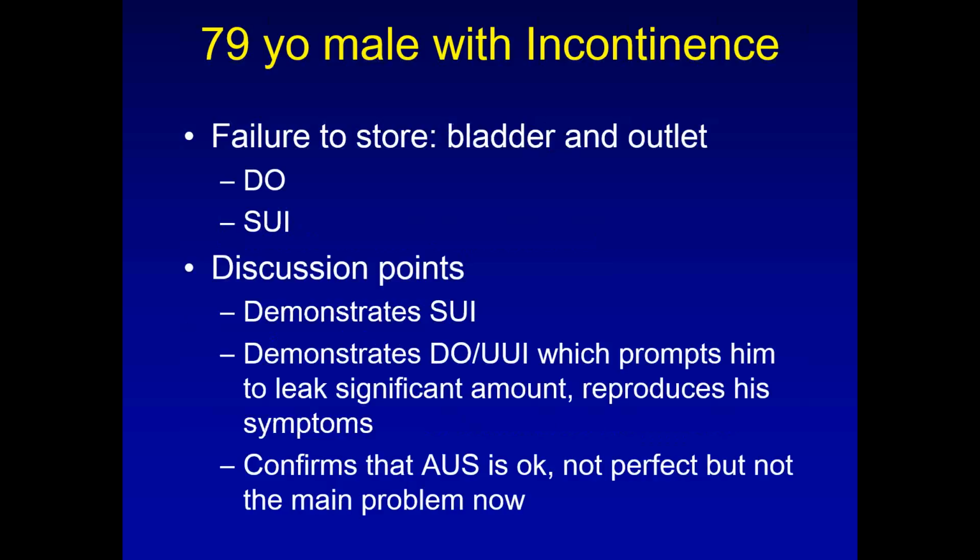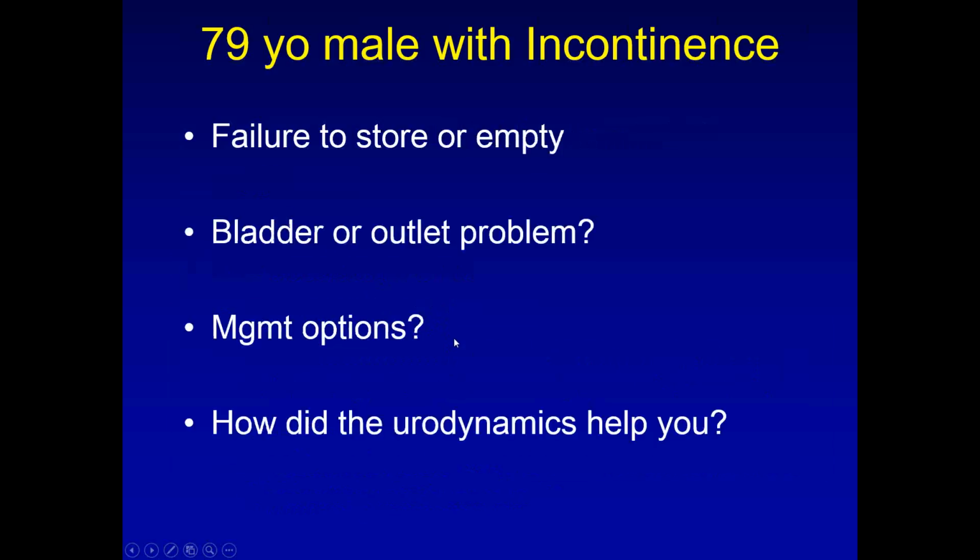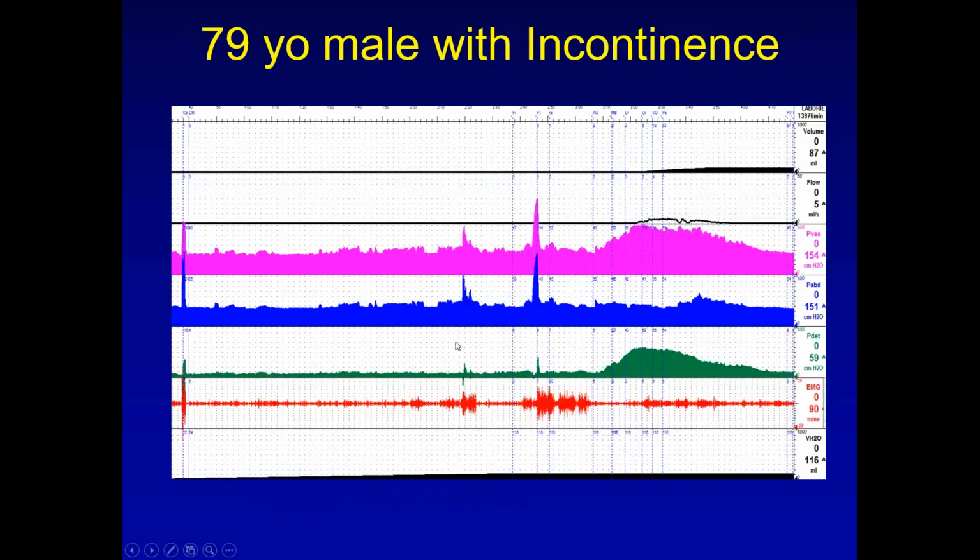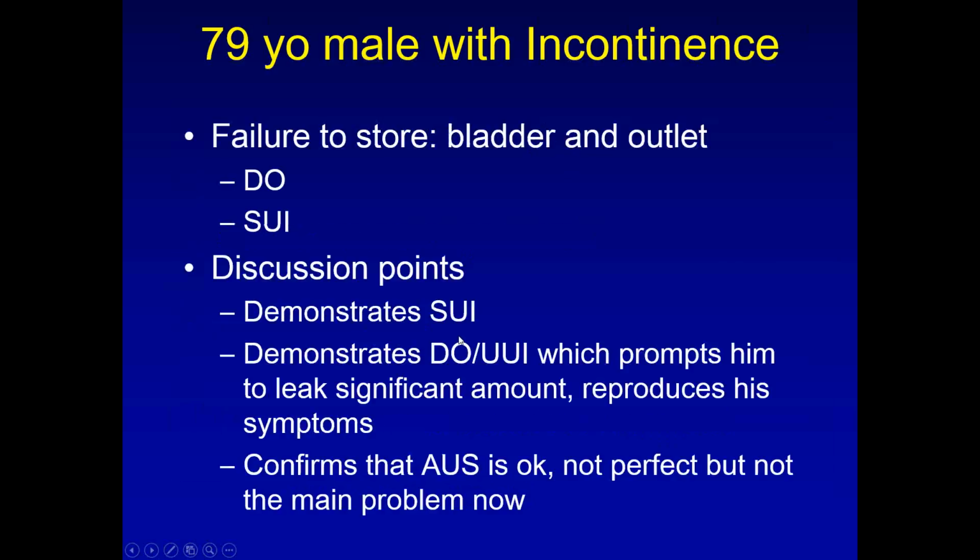So he's a failure to store. He has complaints of stress incontinence, but I didn't see it on the urodynamics. He definitely had overactivity. So did I miss stress incontinence on that study? Sorry, guys. I must have said he had stress incontinence. He must have had it somewhere, and I just didn't see it on the tracing.